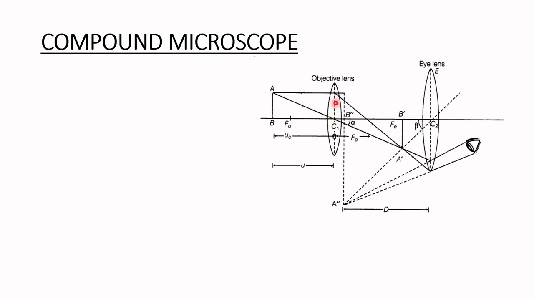It has a small aperture and small focal length. There is an eyepiece which is placed near to the eye. It is again a convex lens, with a large focal length and large aperture.